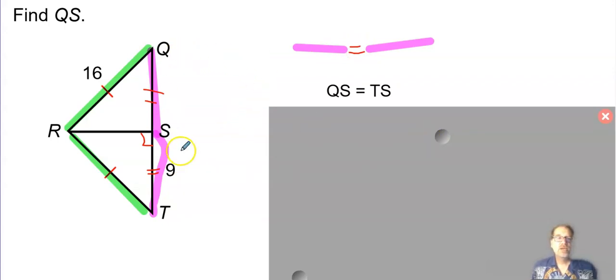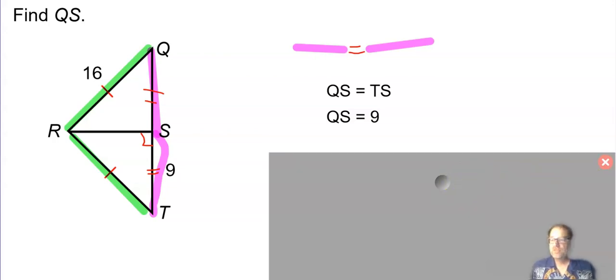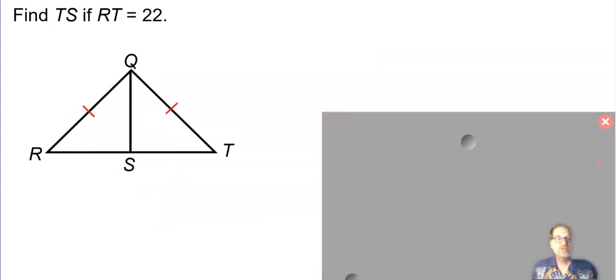And if QS, purple, equals TS, purple, we know QS is what I'm looking for. That's going to equal 9. Easy. You got this. All right, if you need to pause the video to draw this picture in, please do so.